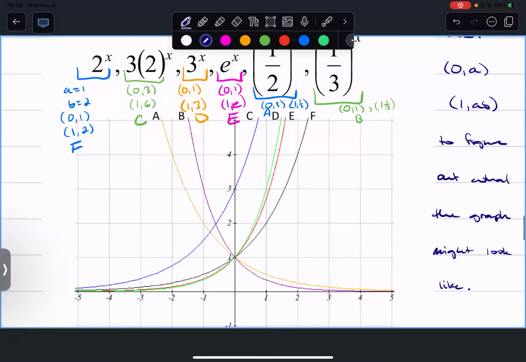You can use the reverse, right? If you have a graph, then if you can clearly see what it passes through on the y-axis, that's your A. And if you can clearly see what it passes through at x equals 1, then that's A times B. But if you already have A, you can figure out what B is, right? So you could do it in the reverse as well.